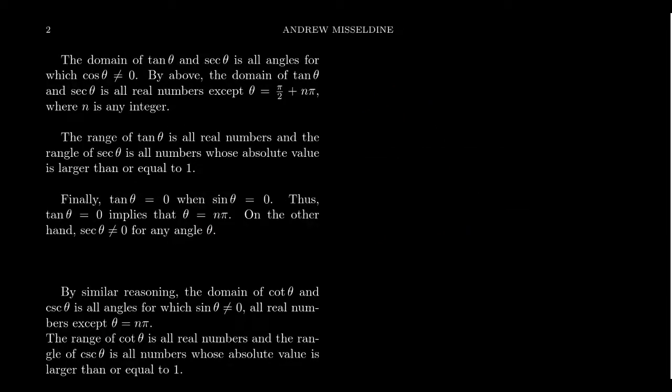We won't go into as much detail with tangent, secant, cotangent, and cosecant as we did with sine and cosine, but let's briefly talk about their range, domain, and zeros as well. So for the domain of tangent and secant, the thing to remember is that tangent is the same thing as sine theta over cosine theta. And so it's a fraction. Sine and cosine are defined for any angles, but fractions can be undefined if the denominator is equal to 0.